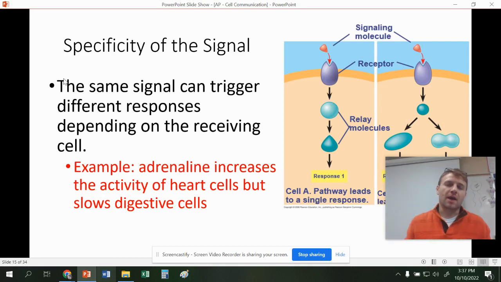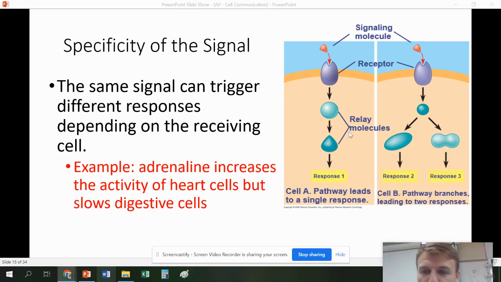So we're going to be talking about how the cell has specificity or can trigger certain responses that are very particular between the different types of cellular responses. Okay, so with that being said, let's just dive into it. It says the same signal can trigger different responses depending on the receiving cell. So we can see here we have two different cells, and they are both being triggered by this specific ligand, but you can see their relay molecules inside the cell are different, and they're going to create different responses.